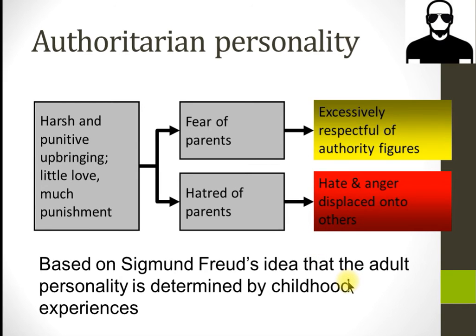The authoritarian personality was based on Freud's idea that the adult personality is determined in childhood. Really this comes from parenting style. It is an authoritarian parenting style that is harsh, punitive, with little love and much punishment. This develops fear of parents, which can result in people being excessively respectful of authority figures and highly compliant. Or it can lead to hatred of parents, which can lead to hate and anger, and we displace that hate onto others.